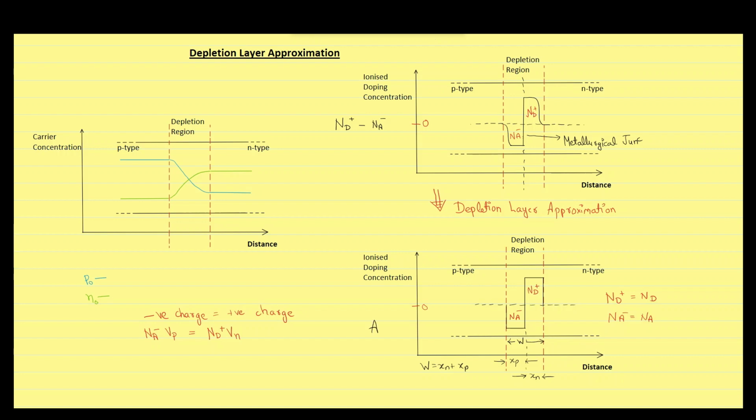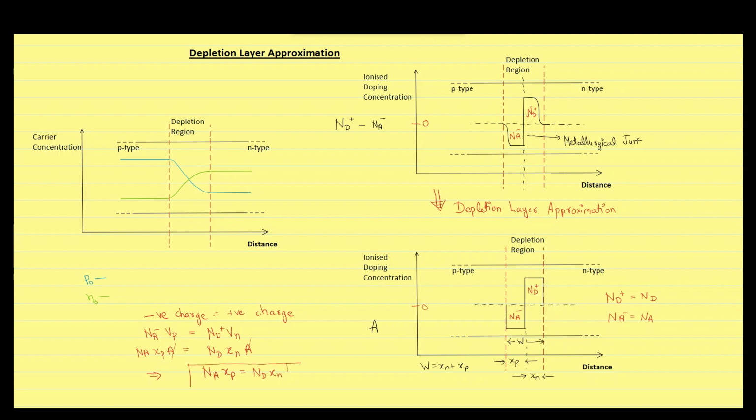We just assumed that all the dopants are ionized in the depletion region. Therefore, Na minus will be equal to Na and Nd plus equal to Nd. Volume in the p-type region will be equal to Xp into A. Similarly, volume in the n-type region will be equal to Xn multiplied by A. This A will cancel, which will give us a very simple yet very important relation, which is Na into Xp is equal to Nd multiplied by Xn.